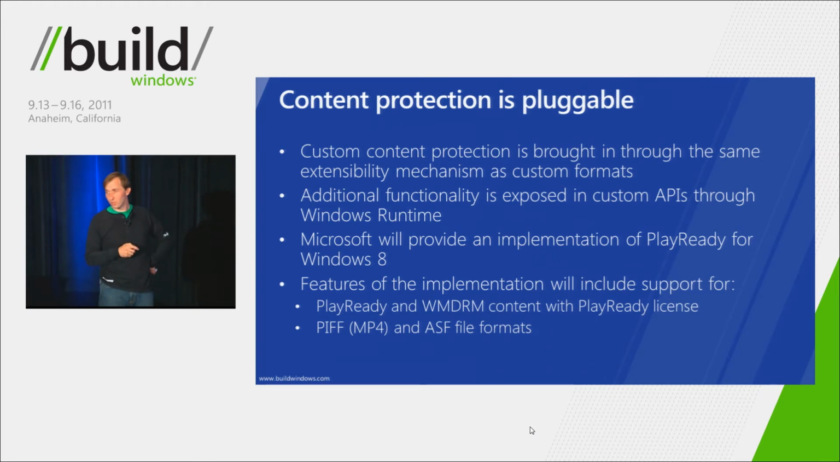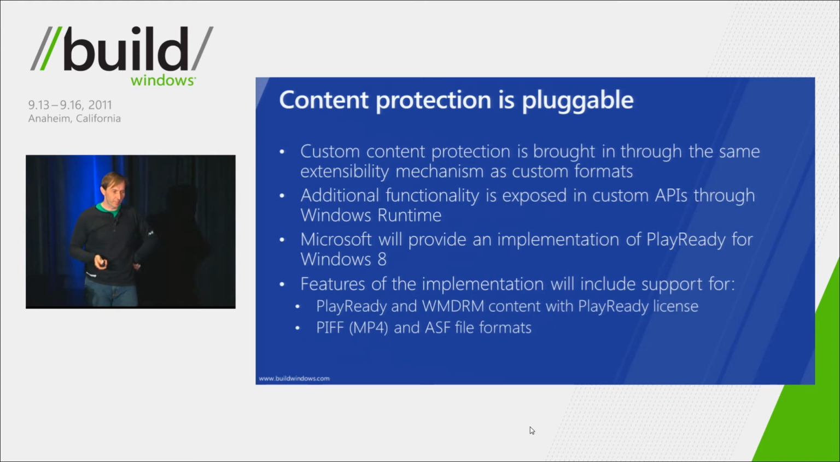Content protection is also pluggable by the same mechanism that we've talked about. And usually the content protection system will expose additional functionality to you through WinRT. So if you have a license acquisition, for example, there will be a separate API that is exposed to you through the content protection system rather than through Windows, right? That's the beauty of the Windows runtime, that other components can plug in there and expose their functionality uniformly into all the other languages as well.